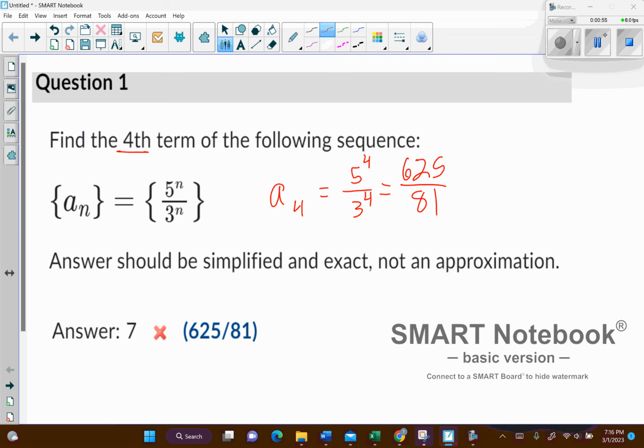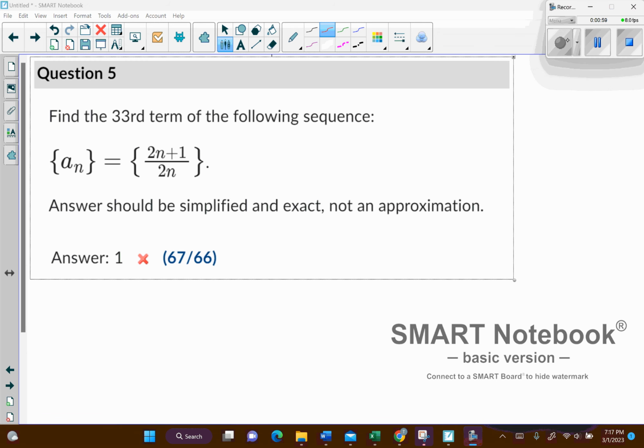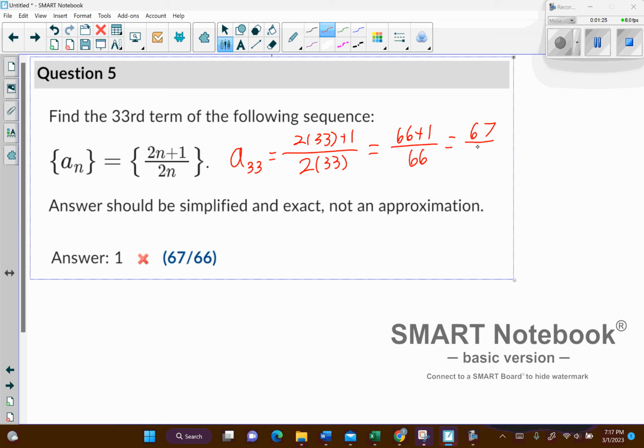All right. Next, this is pretty much the same thing. They want us to find the 33rd term. So here we go. a sub 33 equals 2 times 33 plus 1 all over 2 times 33. So on top, 33 times 2 is 66. Then we'll add 1 to that, all over 66 on the bottom. Then we add that together, and we get 67 over 66. And there we go. And once again, I don't know if we just rounded there to 1, but basically you just want to do these by hand.